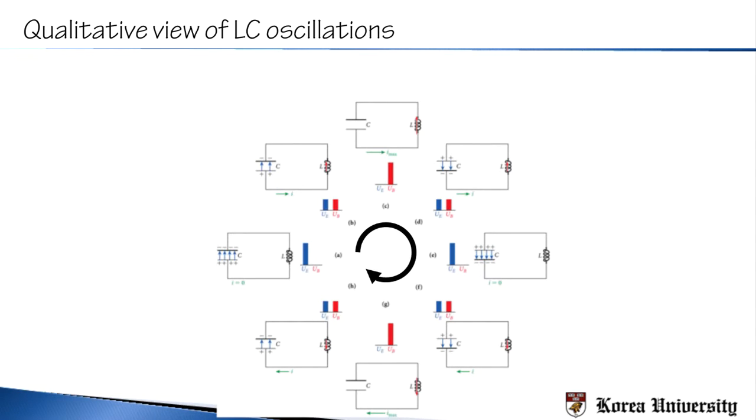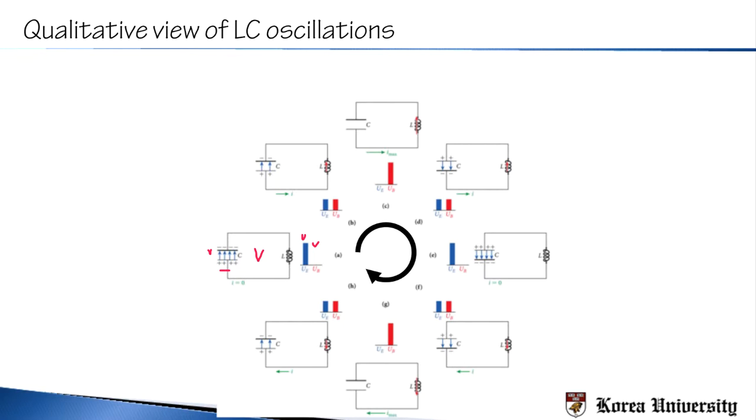So let me explain what we have seen in the simulated experiments step by step. Okay, so this is the first step. In the beginning, we have the capacitor fully charged, but there is no current flowing yet. So therefore, inside the capacitor, there is a maximum amount of charge and also the maximum strength of electric field. So therefore, it has the maximum amount of electric energy. But since there is no current, there is no magnetic energy in the inductor.